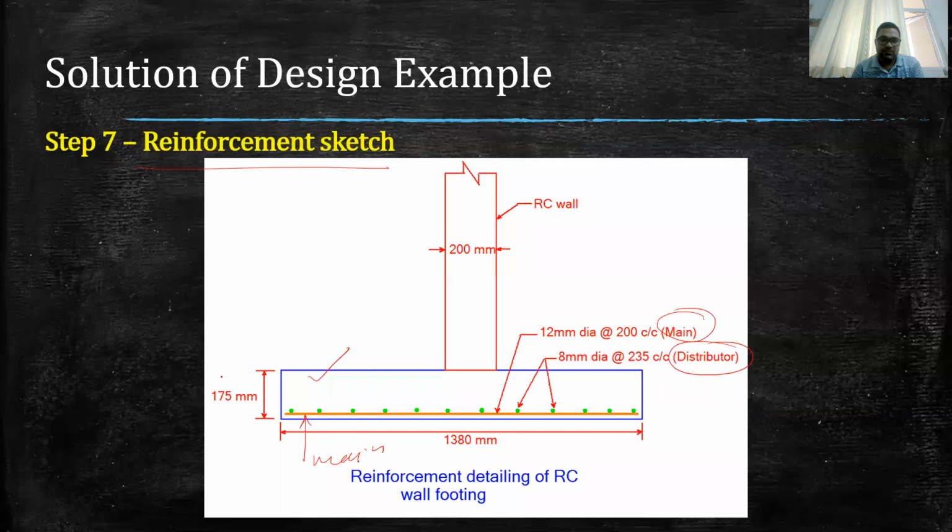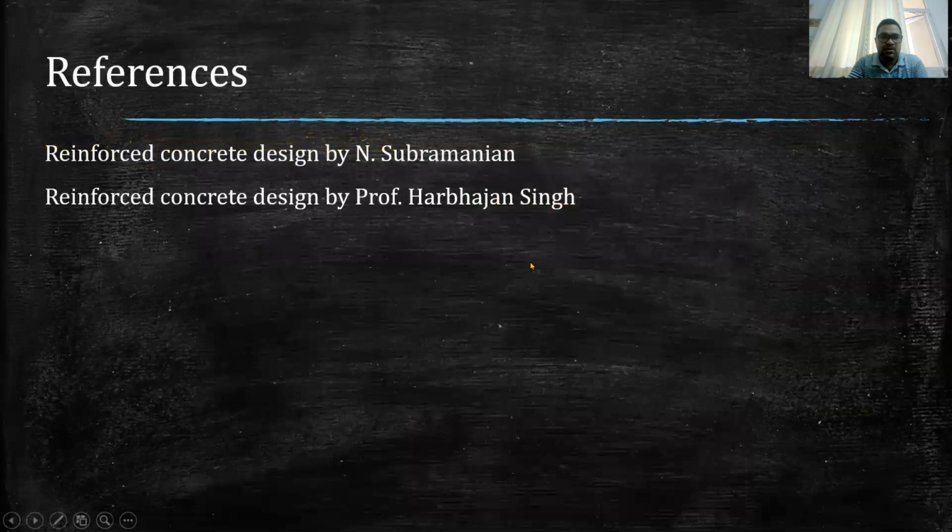The total depth of the foundation is 175, thickness of wall is 200 mm, and the width of the wall is 1380 mm. So this is the detail that we have provided in this sketch. That concludes this problem. Thank you.